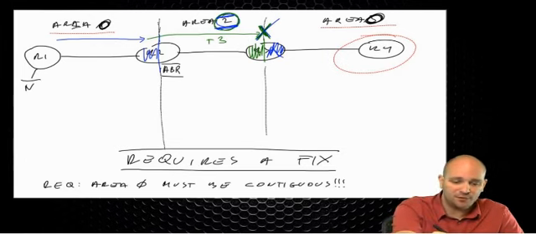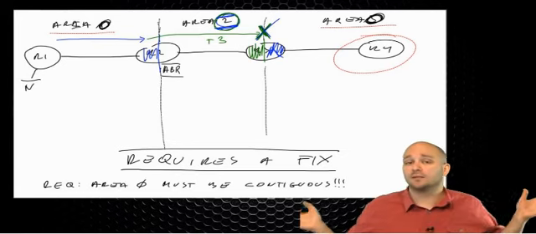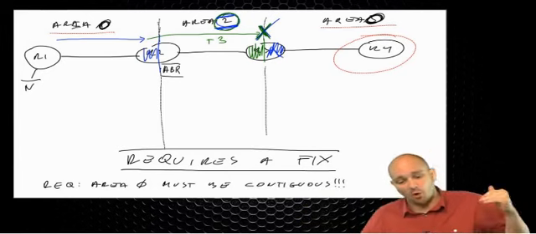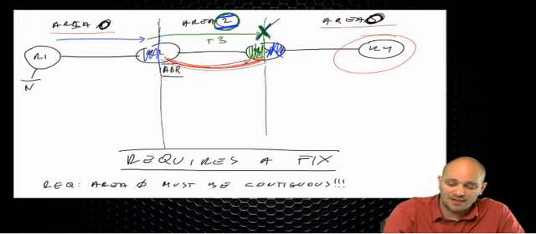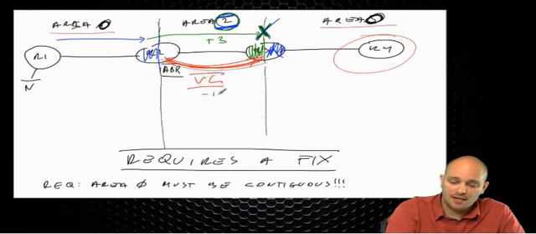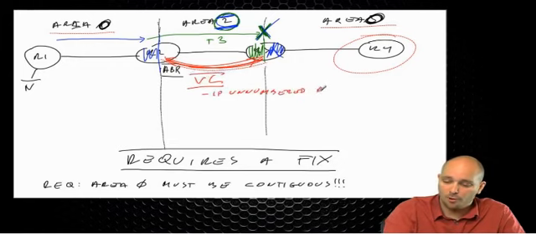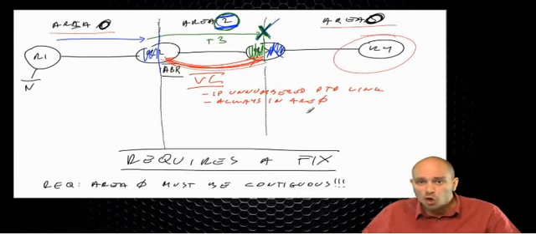Well, there are multiple fixes. Somehow we need to extend area 0 across area 2. One of the possible solutions is to use something called the virtual link. Now, a virtual link is an IP unnumbered point-to-point link, which is always in area 0. So you cannot have a virtual link that is in a non-zero area.